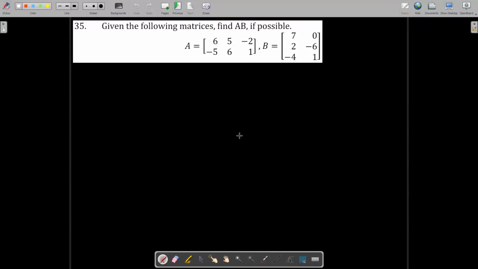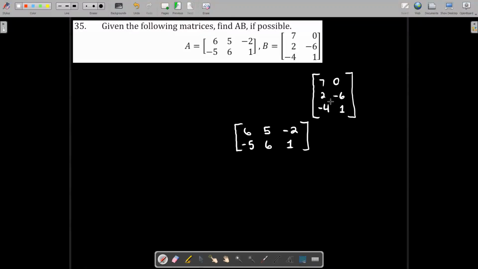The way that you multiply two matrices is you're going to write them catty-corner to each other. So we're going to have the 6, the 5, the -2. We're going to have the -5, the 6, the 1. This is matrix A. And then matrix B is going to be catty-corner to this above it, and you're going to see why in a second. 7, 2, -4. 0, -6, 1. And the product of these matrices is going to go right here.